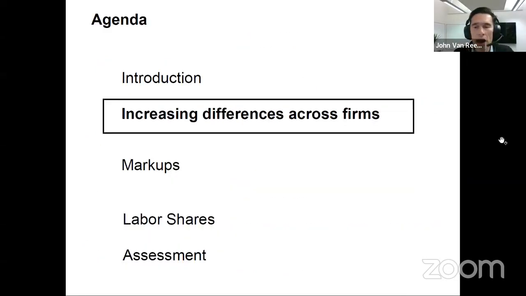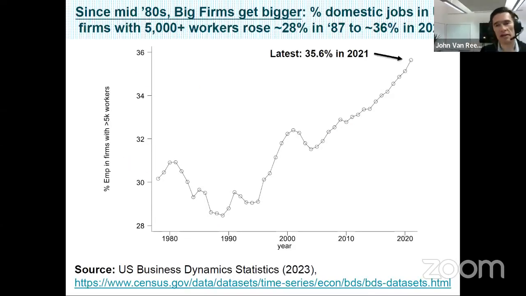Okay, so let me just map what I mean by increasing differences across firms. So here is the simplest fact. This takes US data, and there's no one definition of a superstar firm, but here's one way to think about it, a kind of labor economist way to think about it. Let's look at all the people working for firms in the US economy, and let's look at the share of workers in big firms. And I'm going to define big as firms who employ more than 5,000 workers. You can just pull this off the US Census Bureau statistics.